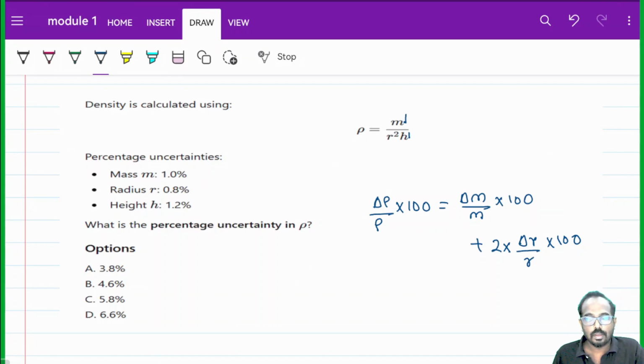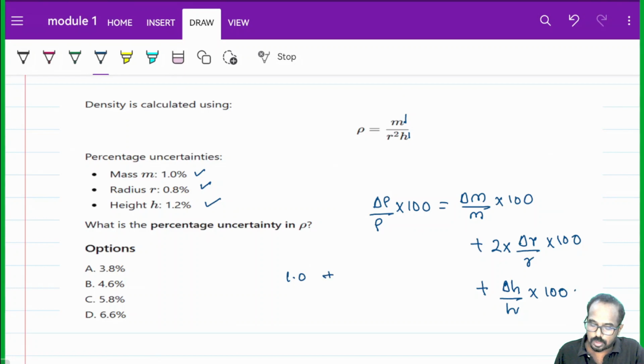Okay. Then what is the next quantity? H, right? Plus delta h by h into 100. So you have added all the percentage uncertainties. So you know that the percentage uncertainty in mass is given, radius is given, height is given, right? You substitute those values, you will get it.